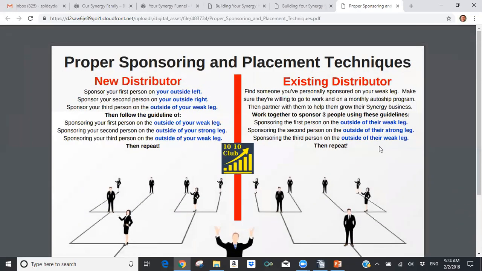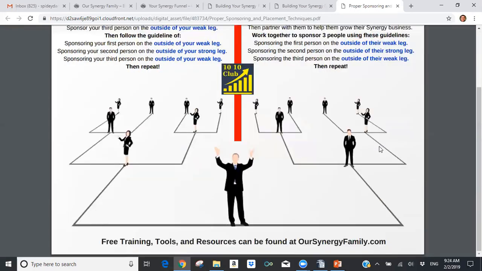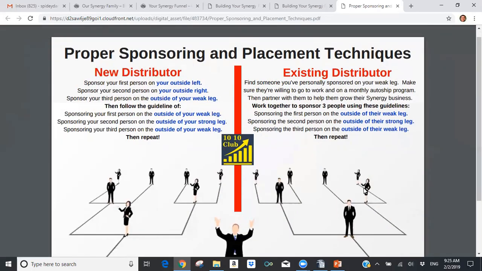Now, in proper sponsoring and placement, you really need to look at where you're at in Synergy. If you're a new distributor, starting off right from the beginning with no one in your downline organization, then there's a proper sponsoring and placement technique that will help you be able to create volume on both sides of your organization. Going back down, this individual down here, the guy with his arms raised up, that's your tracking center 1. You've got a left side and you've got a right side. So what is the basic guideline for a new distributor when they first join?